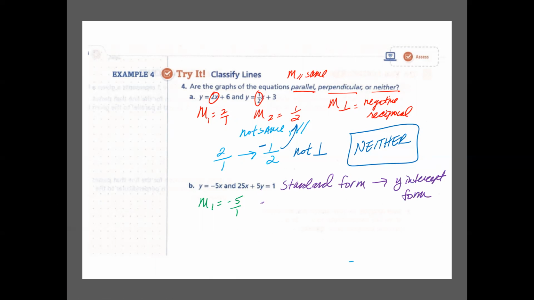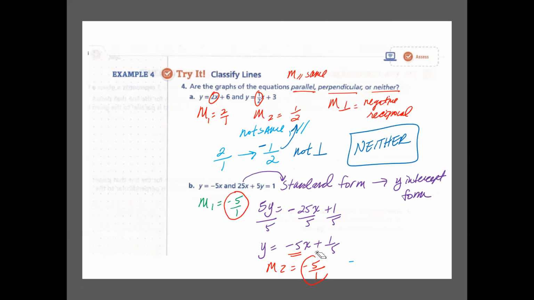So what do I do? I solve for y. I have 5y is equal to, move the 25x over, it becomes a negative. And then we divide by 5 on both sides. So y is equal to negative 5x plus 1 over 5. This tells me that my second slope is going to be a negative 5 over 1. And if you take a look at the first slope and the second slope, they are exactly the same. So what does that mean? That means these slopes are parallel. That's your answer for number 4 and number 5.